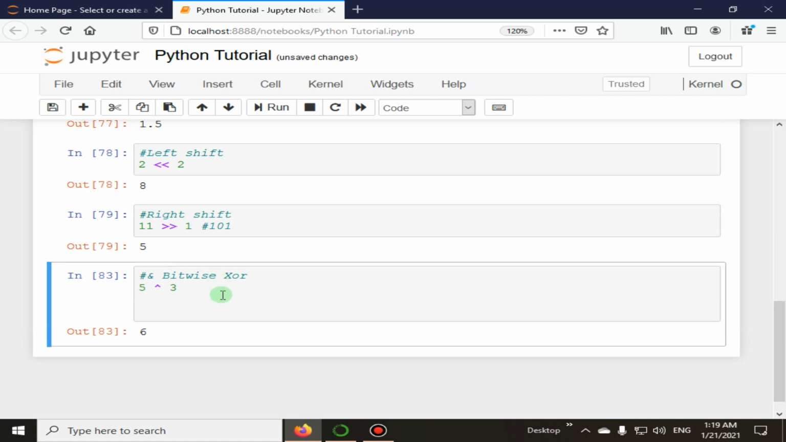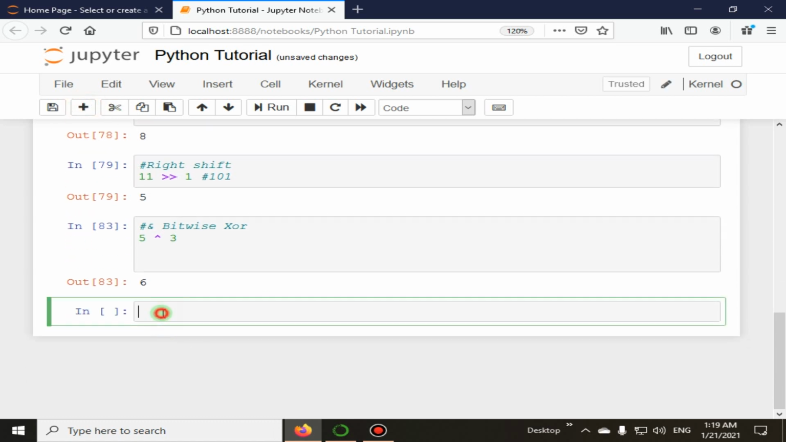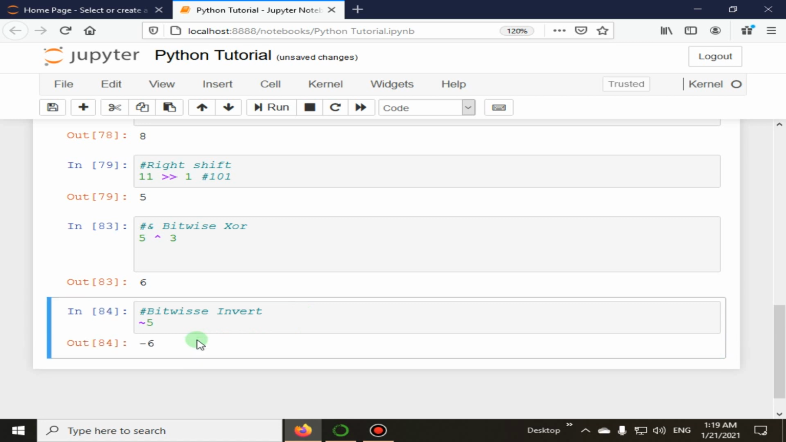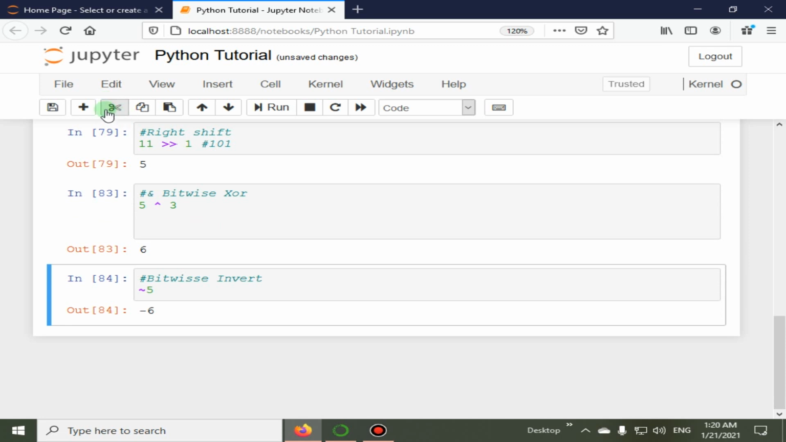And next I will tell you about bitwise invert. The bitwise inversion of x is minus x plus 1. So minus 5 minus 6 is its value. And in the end I will discuss less than, greater than.